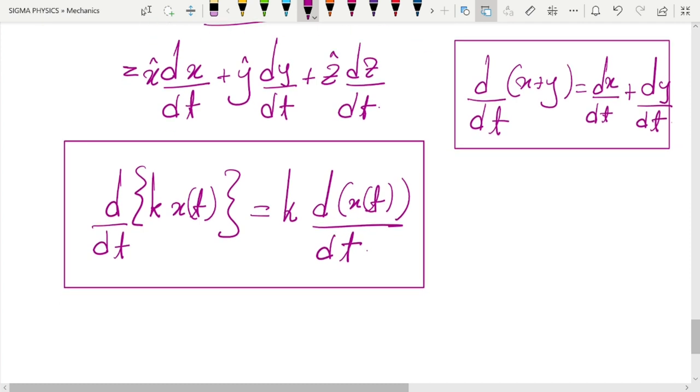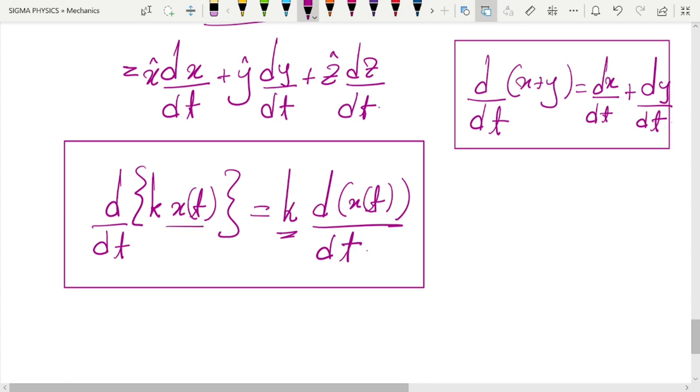Over here, this k is not a function of time, which means it is a constant in time. Whatever this k is, we don't really care what it is right now physically, but it is not changing with time, okay? What is changing with time is x.